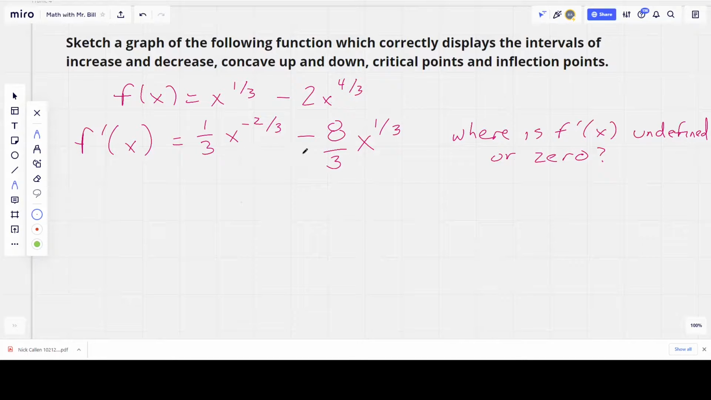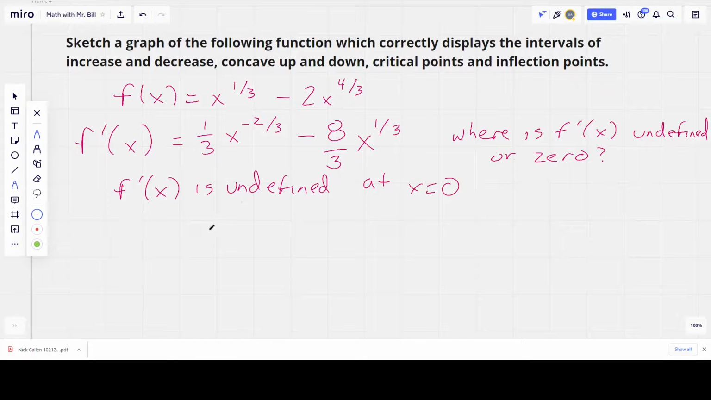Okay, so just by looking now, I know that the derivative is going to be undefined when x is equal to 0, because I have this x to the negative 2/3. And if that's 0, then that's going to be a problem. So f prime of x is undefined at x equals 0.